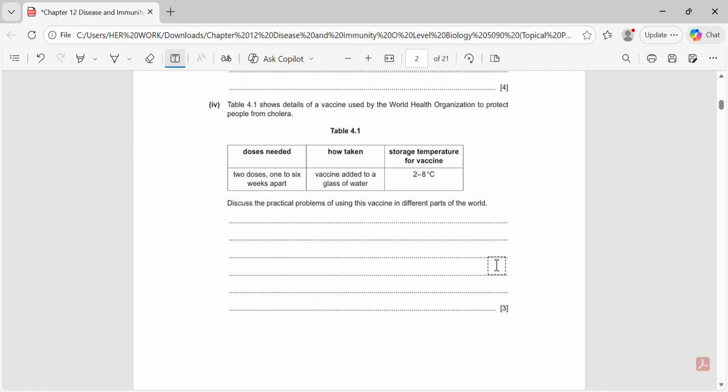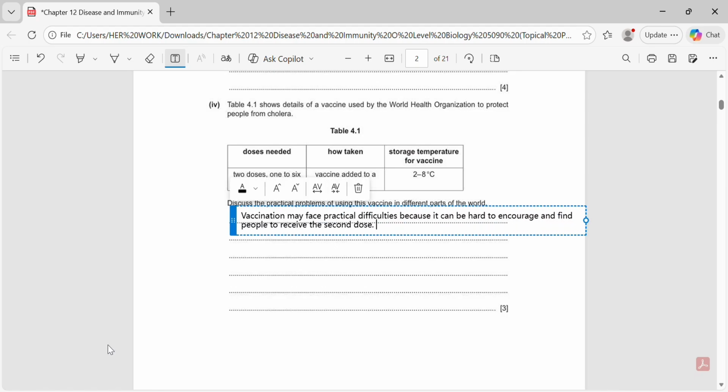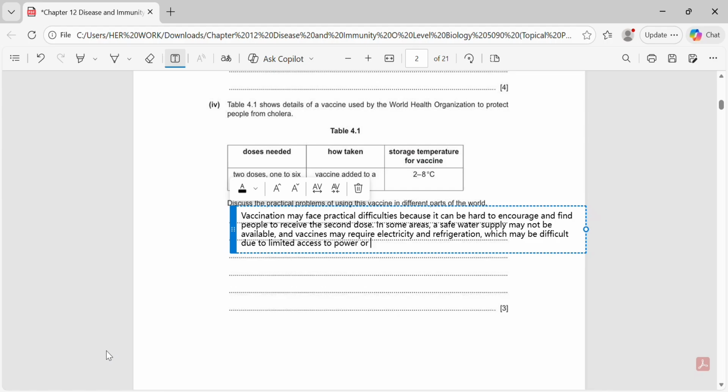Now, based on this table, we are asked to think about the practical difficulties of using this vaccine in different parts of the world. Now, the question asks, discuss the practical problems of using this vaccine in different parts of the world. So for this, we will simply write, vaccination may face practical difficulties because it can be hard to encourage or find people to receive the second dose. In some areas, a safe water supply may not be available, and vaccines may require electricity and refrigeration, which may be difficult due to limited access to power or refrigerators.